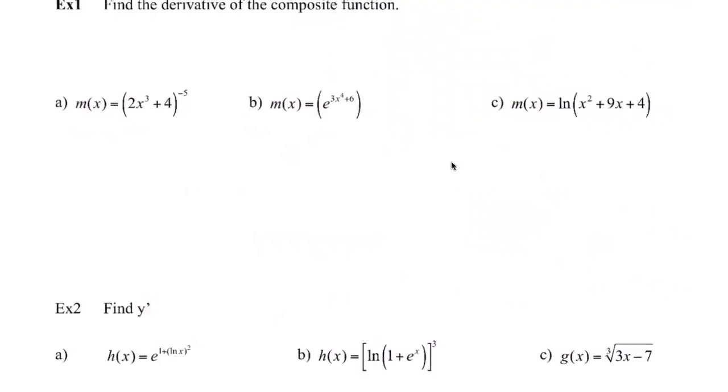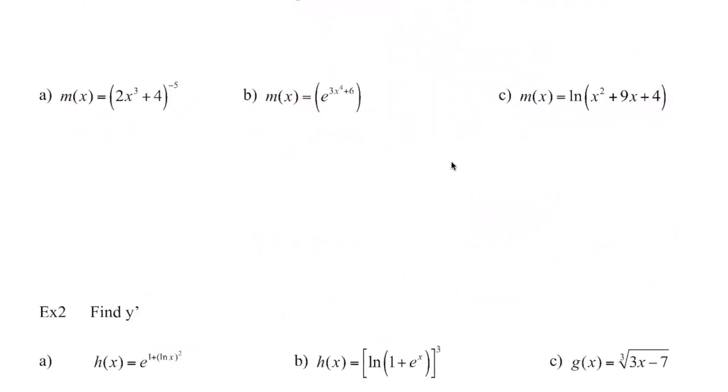So when you look at example 1 here, these functions are much more complicated to look at than the ones we've done before. You have a polynomial function composed within the negative fifth power, and then you have e to the x where the power is a polynomial itself, and then you have the natural log function, and the input or argument is another polynomial itself. So these are composite functions. We're asked to find the derivative of these functions. Okay, so let's do it.